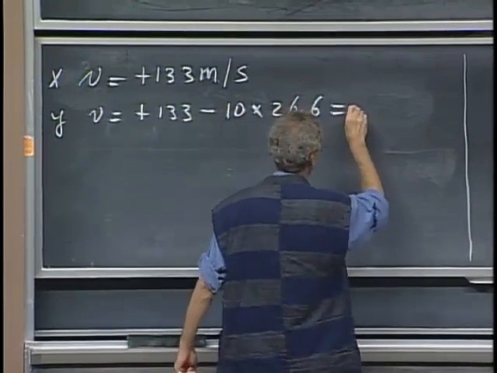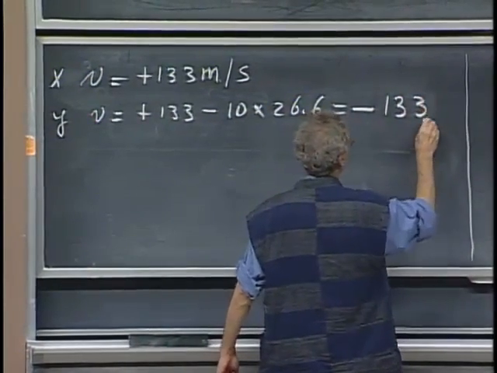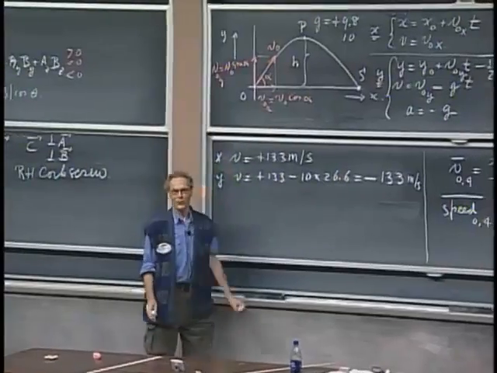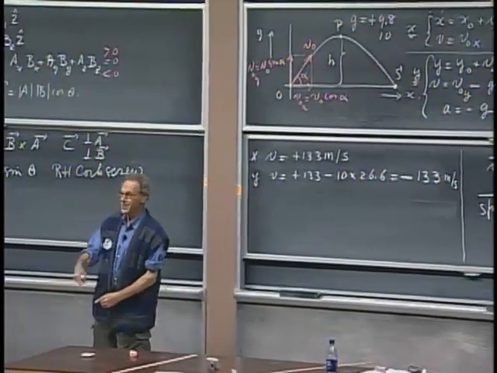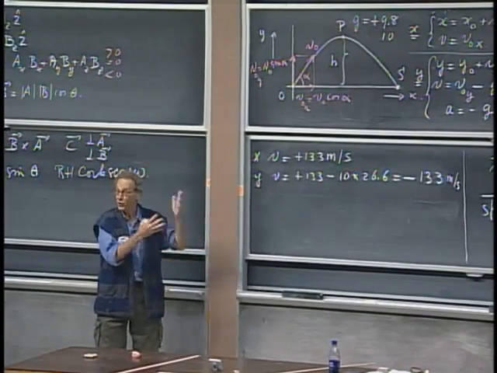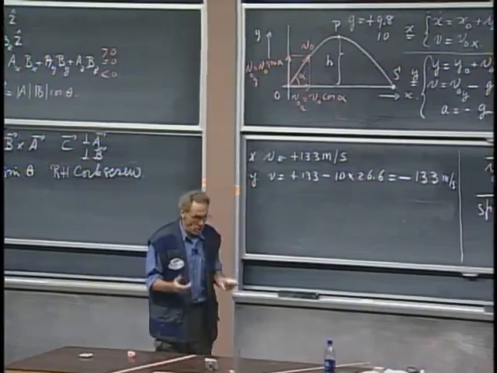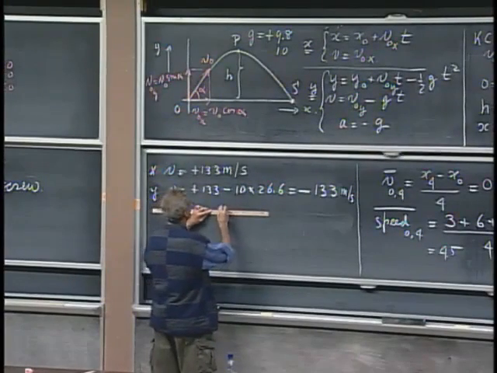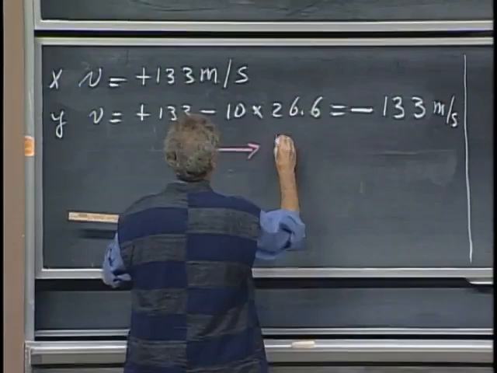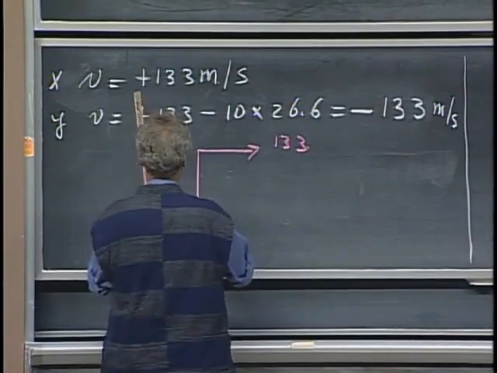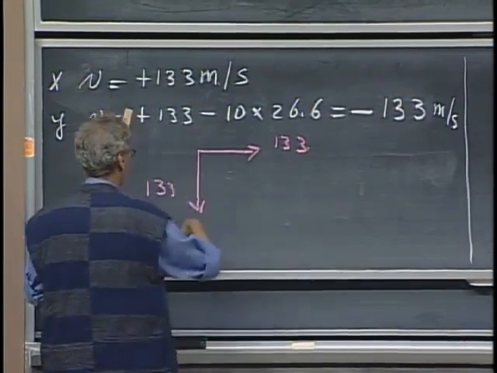And what do I find? Minus 133 meters per second. The velocity in the y direction started off plus 133, but now it is minus 133. You see, this is sign sensitive. This is wonderful. That's the great thing about treating it that way. So you now know that it comes in with a velocity of 133 in the x direction, positive, 133 in the minus y direction.